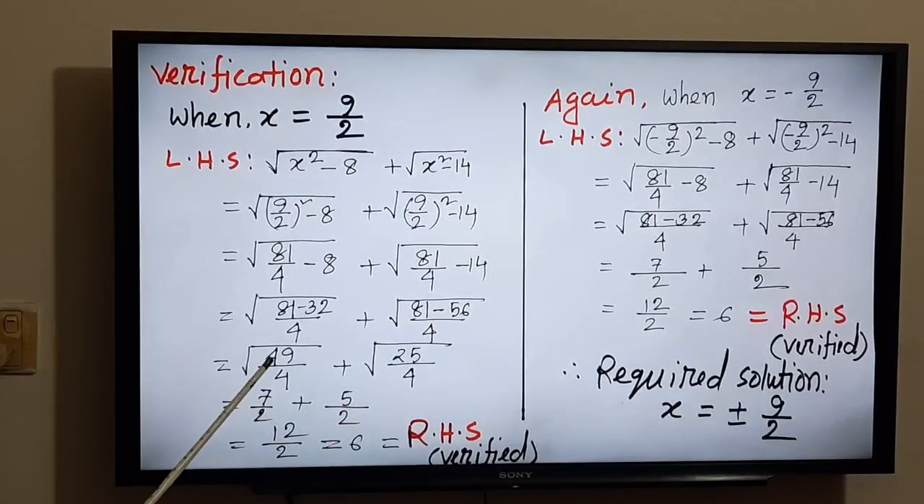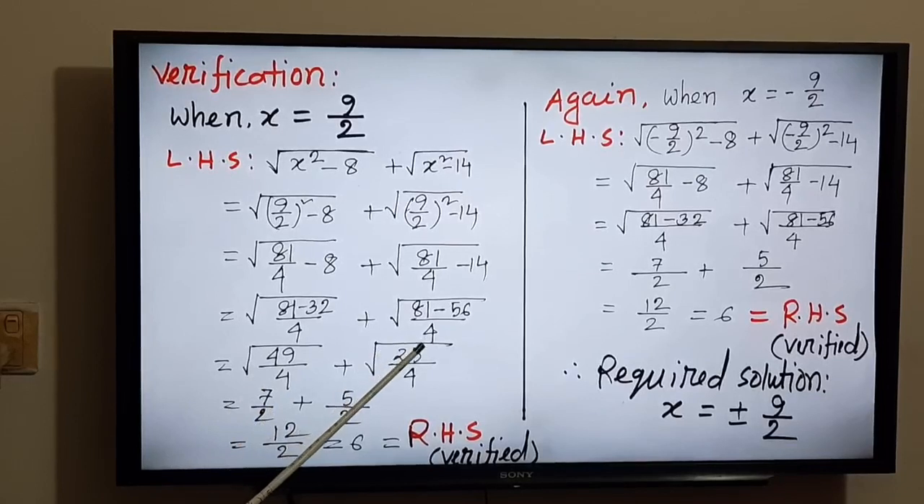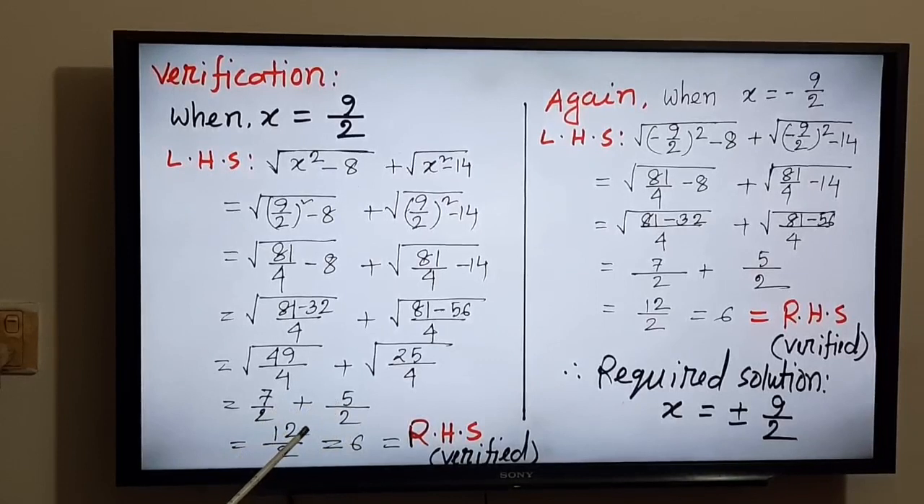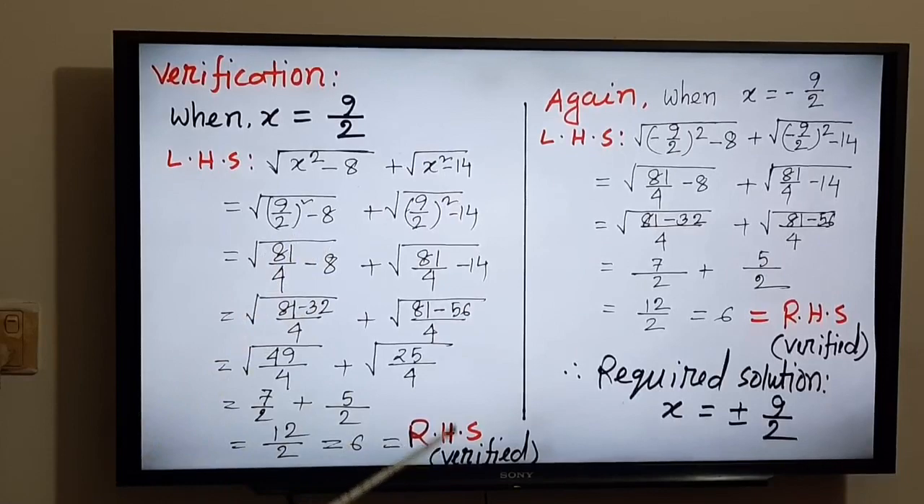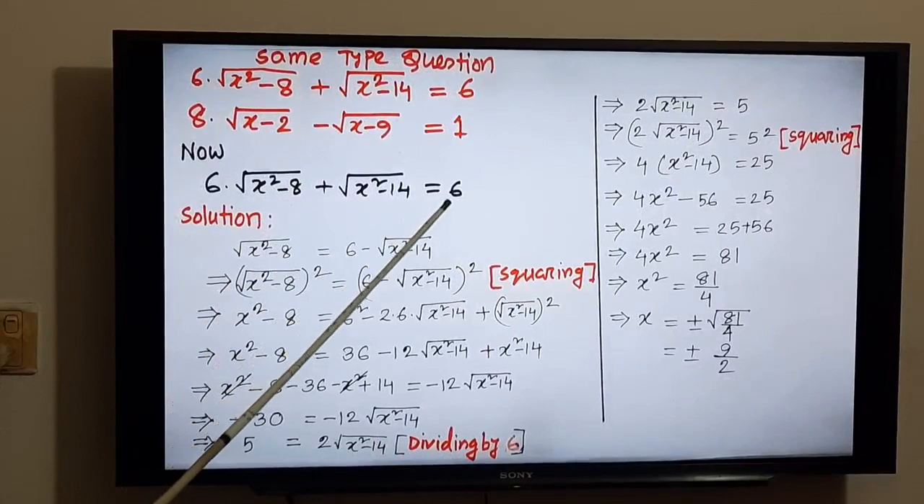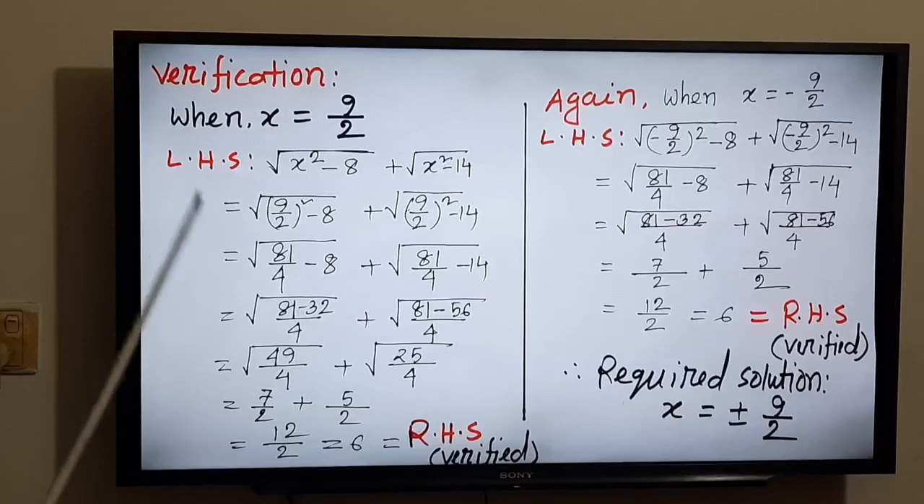Okay. Square root of 49 is equal to 7. Square root of 4 is equal to 2. Square root of 25 is equal to 5. Square root of 4 is equal to 2. So taking LCM in the denominator, 2 and 2, LCM is 2. 7 plus 5 is equal to 12. 12 divided by 2 is equal to 6. So this is our left hand side. We can observe the right hand side is 6, and after verification also we have got 6. So left hand side and right hand side are equal. So our answer is verified.